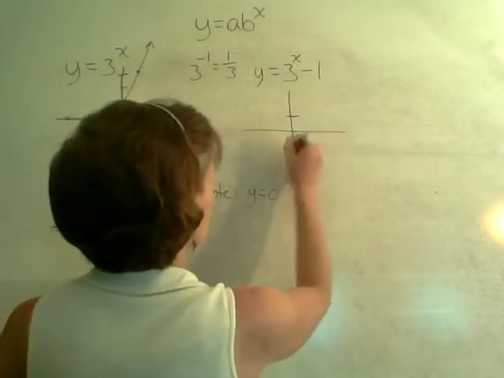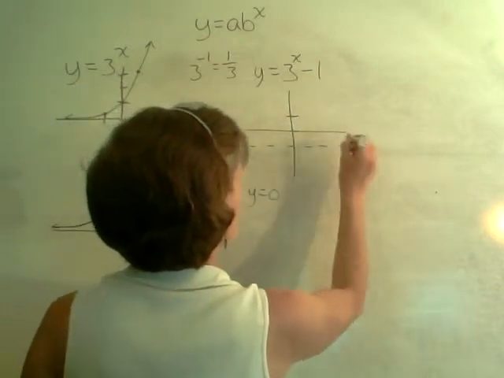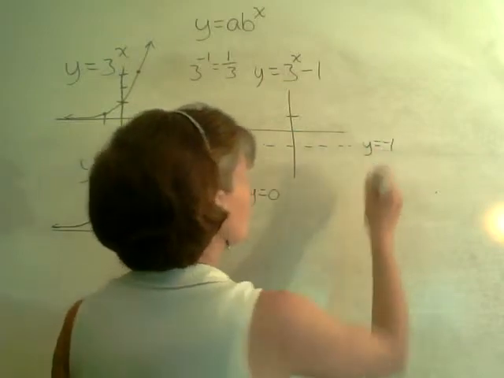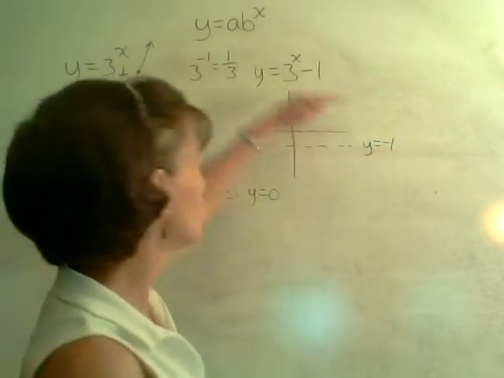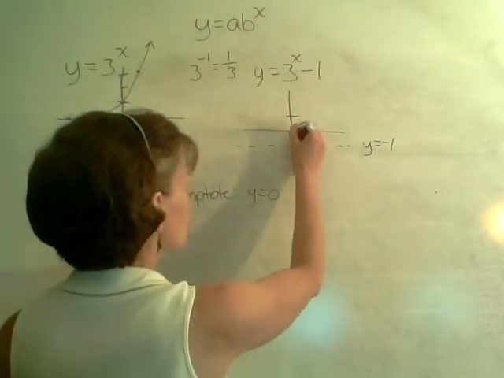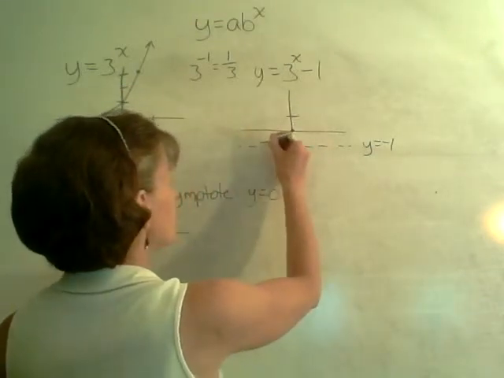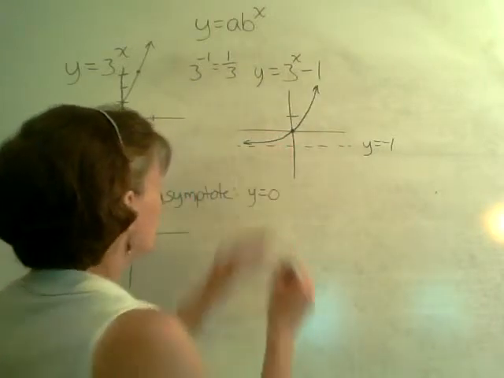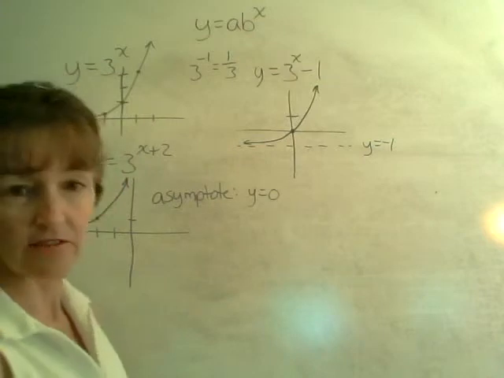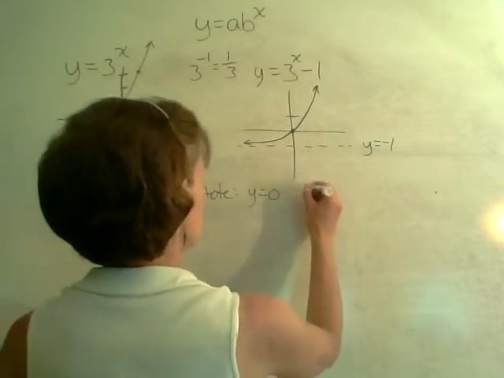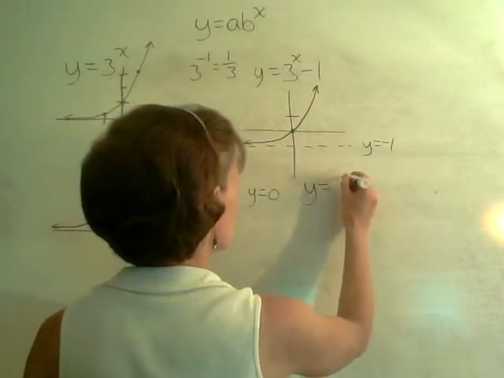So instead of being at the line y equals 0, now my horizontal asymptote is at the line y equals negative 1. So we have a new horizontal asymptote. And instead of going through the point (0, 1), we now go through the origin. So my graph doesn't change other than that. It still curves sharply up on the right, hugs the asymptote on the left. All right? Okay, so now let's do one more change.